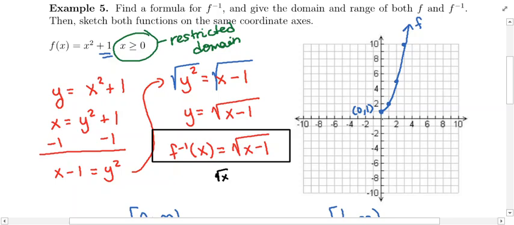Okay, that goes through 0, 0. It goes through 1, 1. It goes through 4, 2. And it goes through 9, 3, if you recall. And then if we have a minus 1 underneath the square root, remember the square root acts like parentheses.